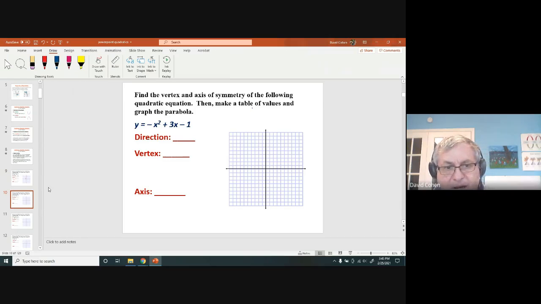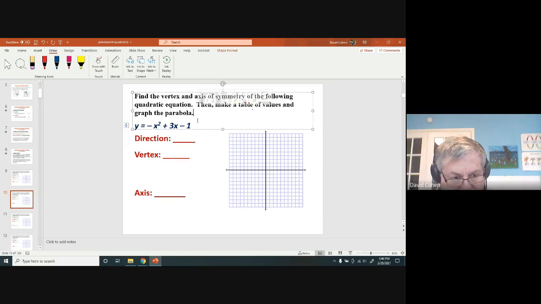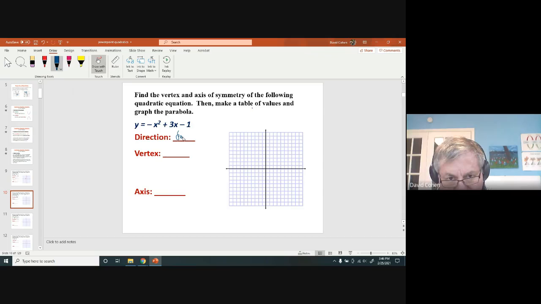This one, again, I'm going to say that the direction is negative. So down. I guess I need my pencil back. Let's go with that. That's a nice blue, I think. So our direction is down. And the vertex, again, is negative b over 2a.